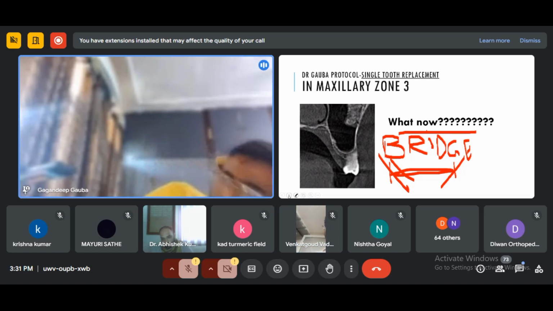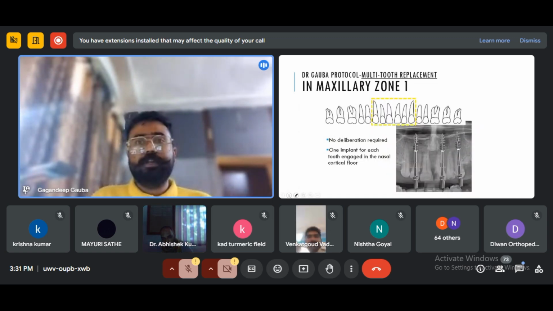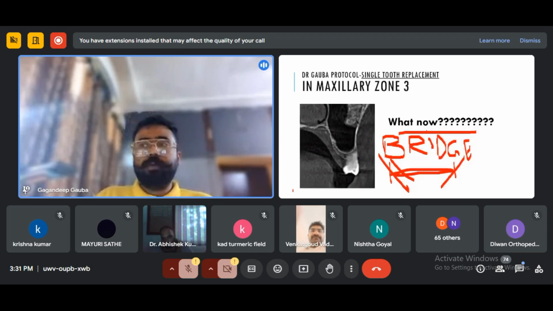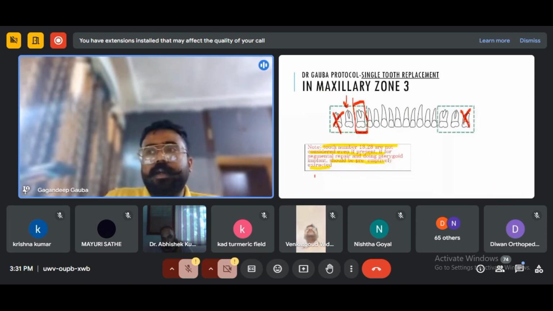Right. Any other question? I'm moving on to the next slide. So we talked about single tooth replacement, right? In single tooth replacement, except for zone 3, we don't have any problem. Even when we are treating a single molar, there is no trouble. Here we can do a bridge or we can deliberately extend the segment, right?